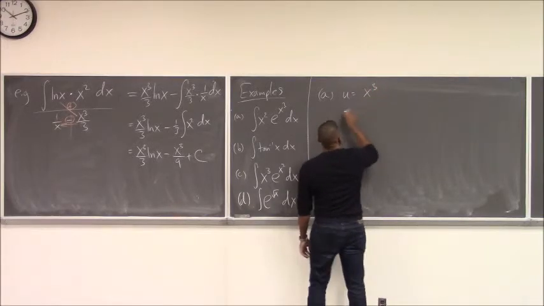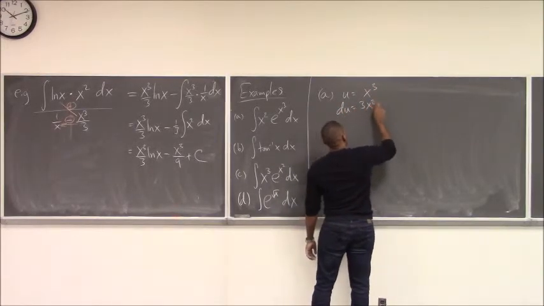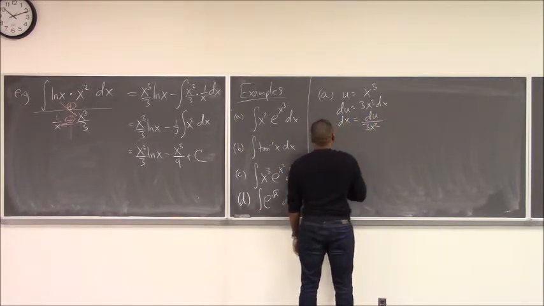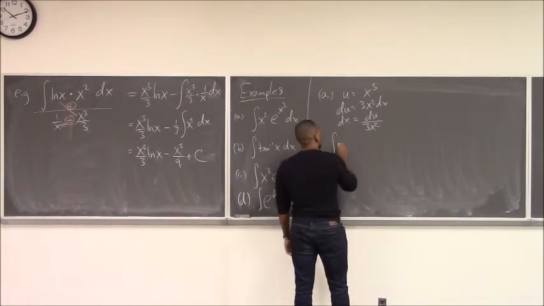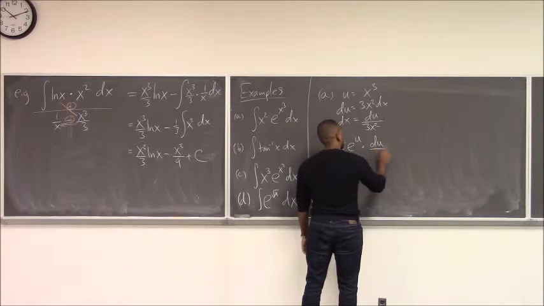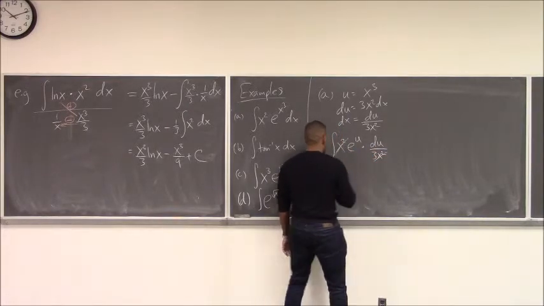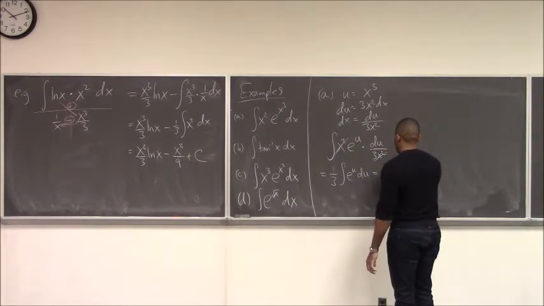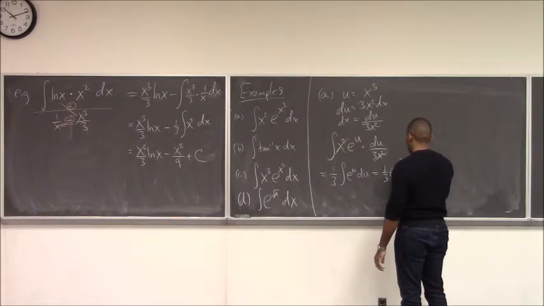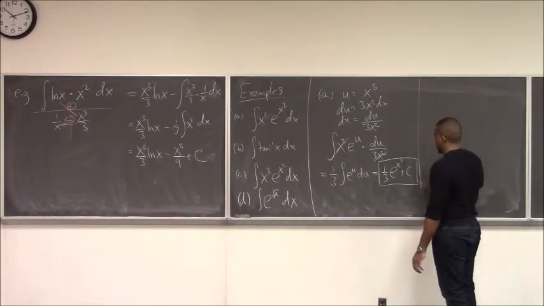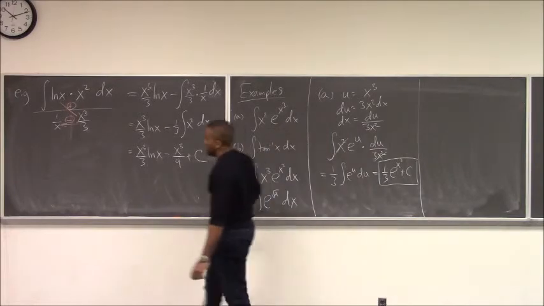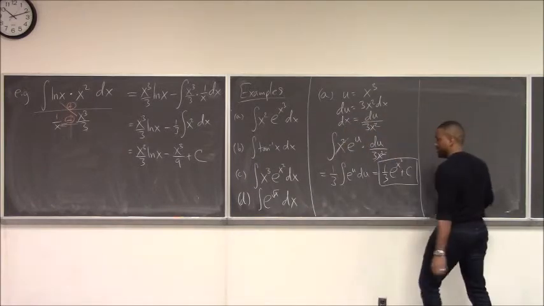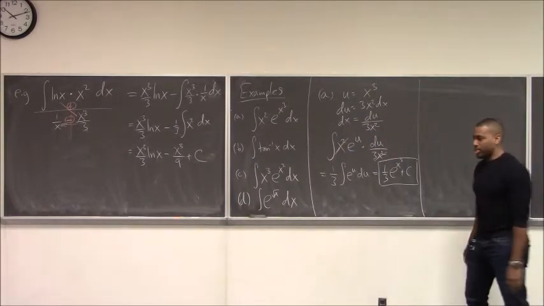U equals x cubed. du equals 3x squared dx. So our dx would be du over 3x squared. And so when you plug it into the integral, you get 1/3 e to the u du. So that just gives you 1/3 e to the x cubed. Never forget, you always think of the simplest thing first. So that was just a regular substitution.